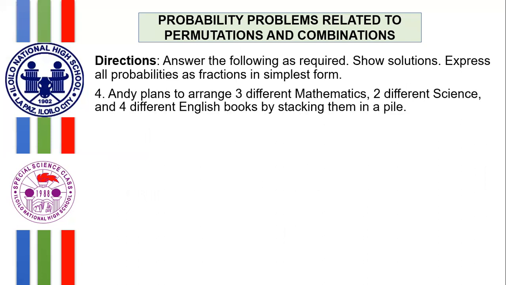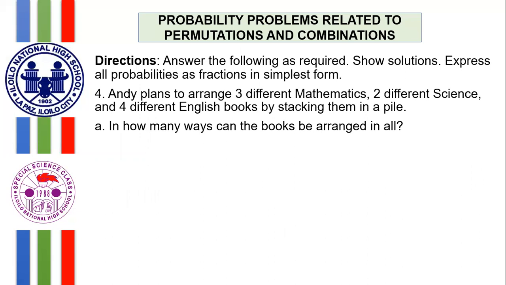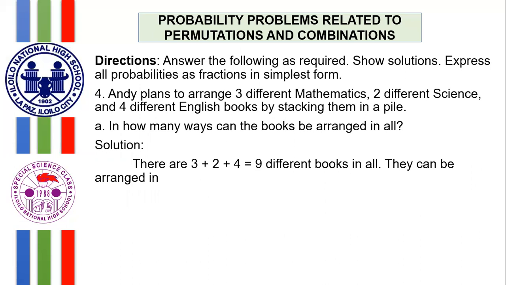Andy plans to arrange 3 different mathematics, 2 different science, and 4 different English books by stacking them in a pile. In how many ways can the books be arranged in all? So this one is a bit simple. There's no restriction about the arrangement of the books. We could see that there are 9 books in all. That's 3 plus 2 plus 4, which is 9 different books in all.